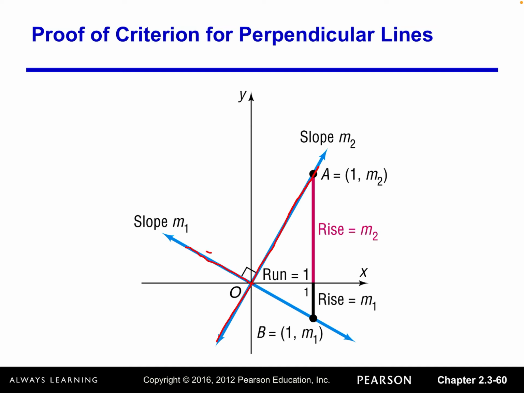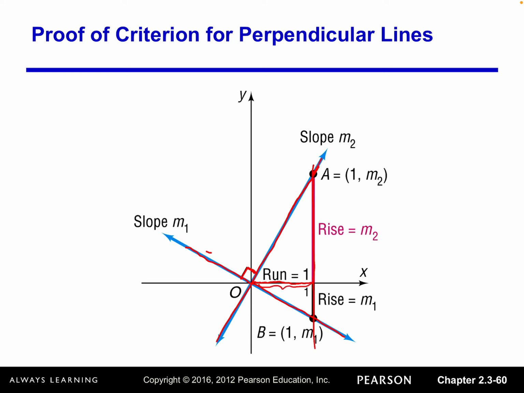These two lines are the two perpendicular lines. You see here is the 90 degrees. And then if we draw a vertical line at a unit of 1, we form a right triangle, right? AOB, this is a right triangle, because this line is drawn where x is 1 unit.